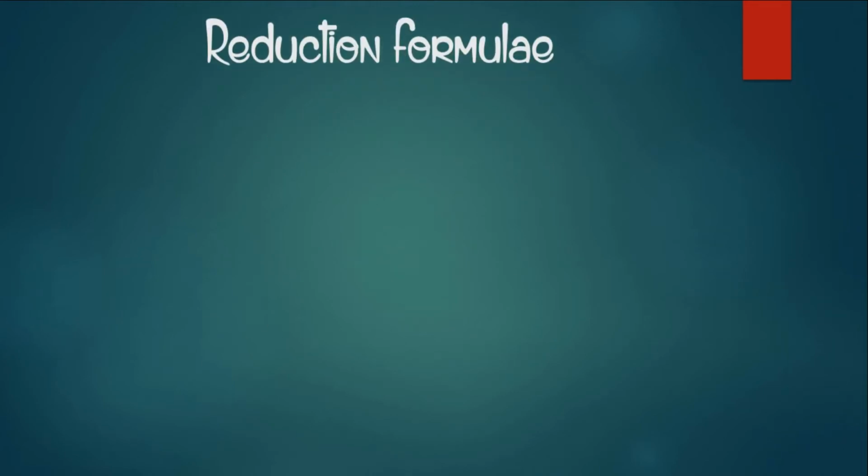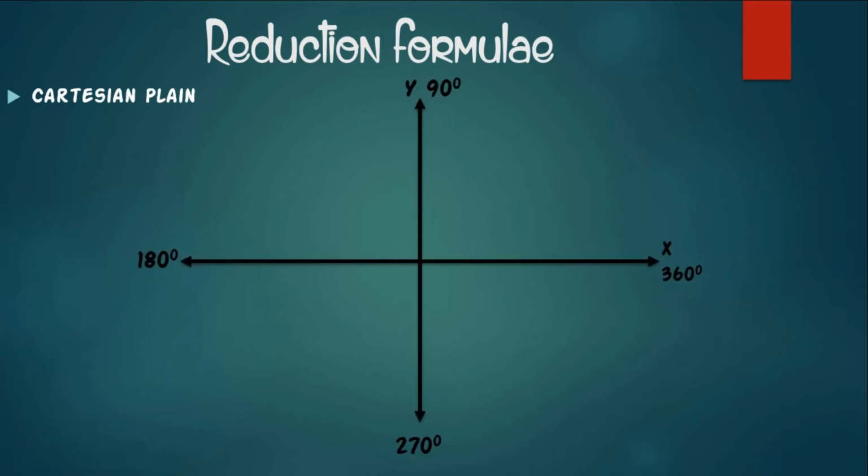Now we have the reduction formulae. Formulae is the plural form of formula. These reduction formulae are mostly used on the Cartesian plane. This is our Cartesian plane. We have the x-axis, y-axis, then 90 degrees, 180, 270, and 360 degrees.